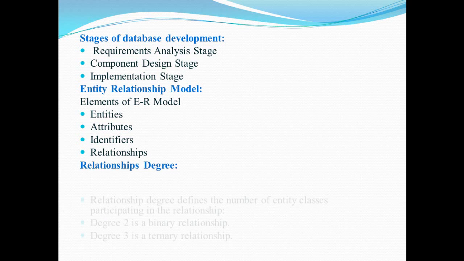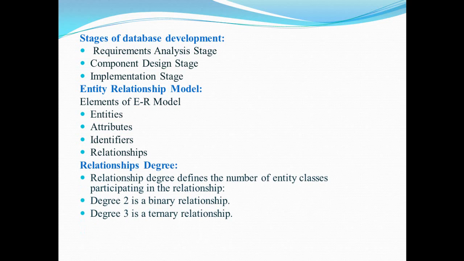Relationship degree. A relationship class can involve many entity classes. The number of entity classes in the relationship is known as the degree of the relationship. Degree 2 is a binary relationship and degree 3 is a ternary relationship.